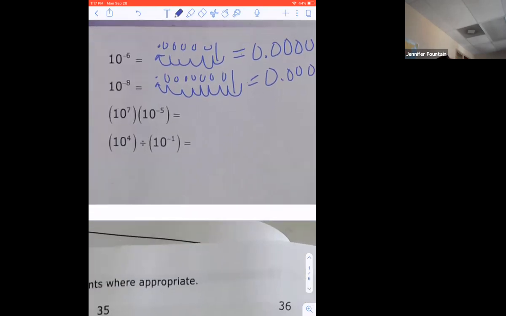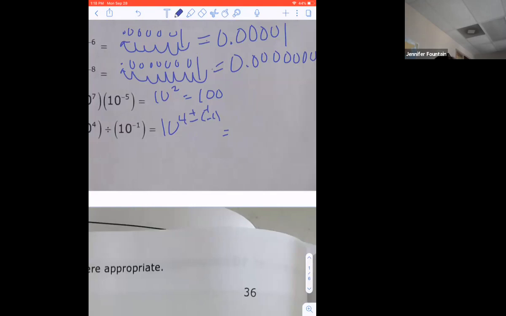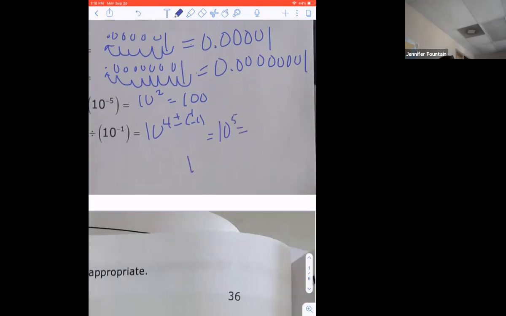All right, 10 to the 7th times 10 to the negative 5th is going to equal 10 to the 2nd, which is going to be 100. And 10 to the 4th divided by 10 to the negative 1st. So I'm going to have 10 to the 4th minus a negative 1, which we talked about ends up becoming plus a positive. So 10 to the 4th plus 1 will be 10 to the 5th. So we're going to have 1, 1, 2, 3, 4, 5.